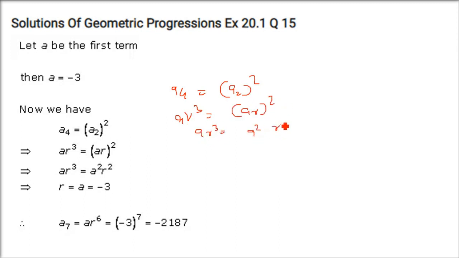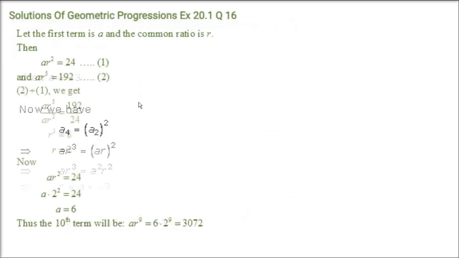So AR cube is A square R square. So A cancels, one A will remain. Then one R will remain. R equals A. R and A are equal. Now we have A already given as minus 3. Just put it here. R also becomes minus 3. Now we have to find the seventh term. We have to find A7, which is AR to the power 6. A is minus 3 and again minus 3 to the power 6, minus 2187 will come.